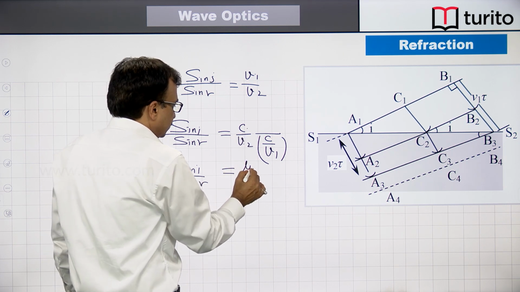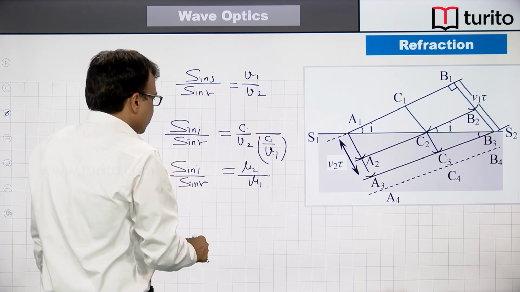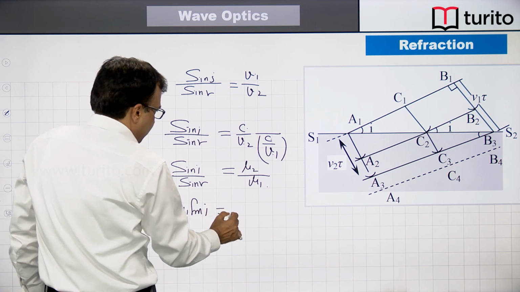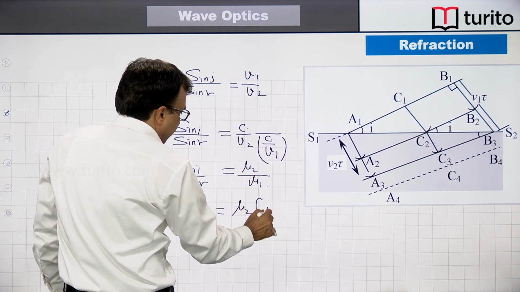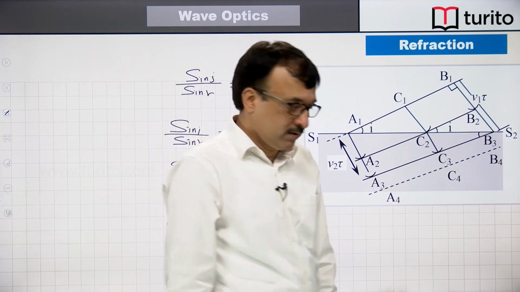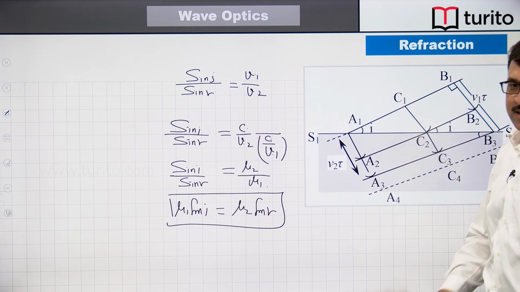This is mu 2, and c by v1 is mu 1. So now we get mu 1 sin i equals mu 2 sin r, and this is Snell's law, and we have proved Snell's law using the Huygens principle. This is the highlight of the question.